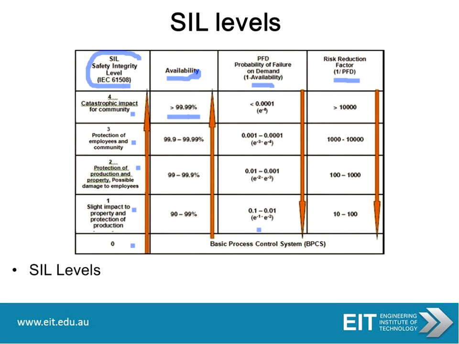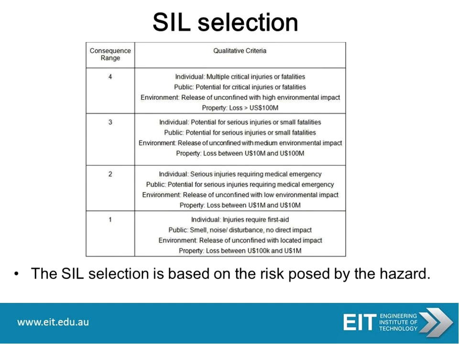So that's the lowest level, that's the highest level, and then the risk reduction factor. So that shows us the different levels from 1 to 4 in terms of SIL levels.